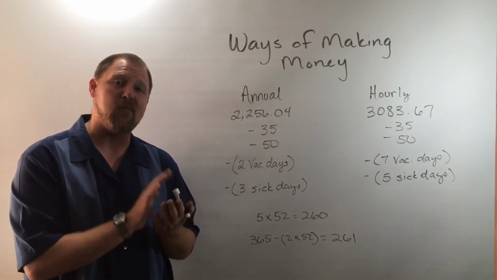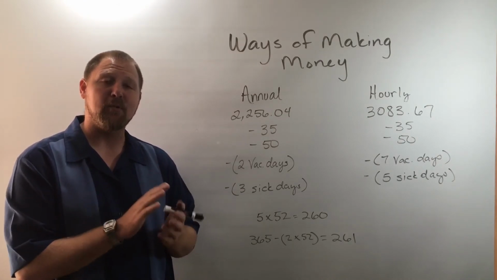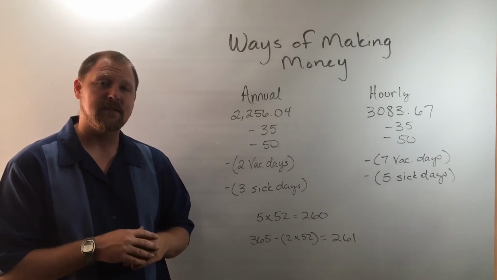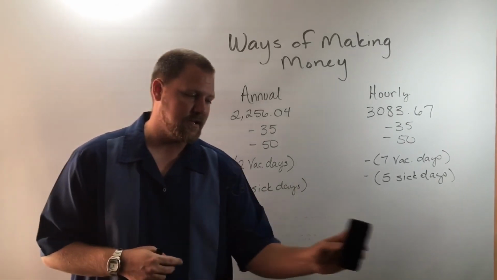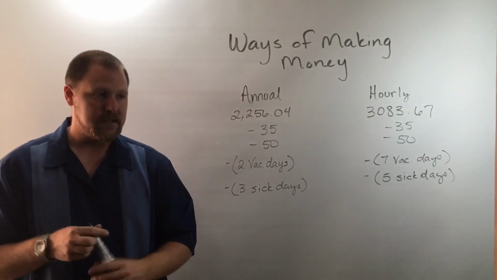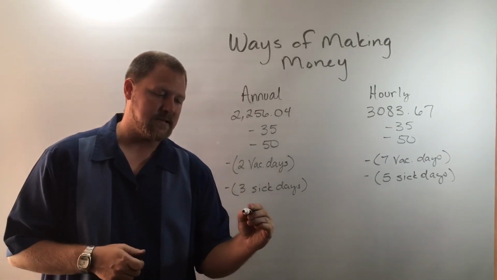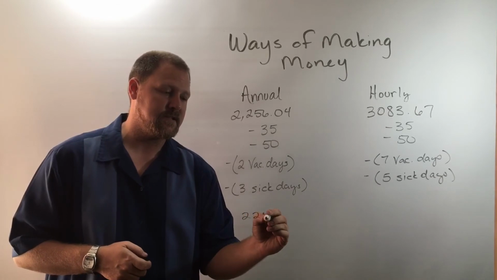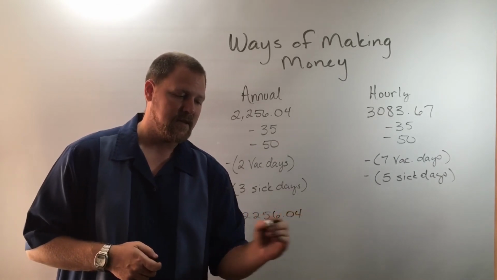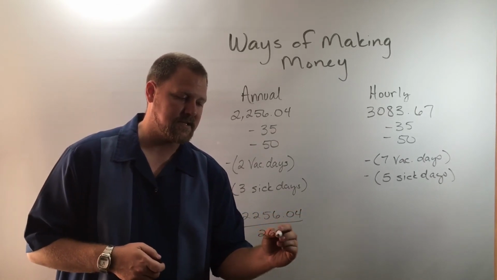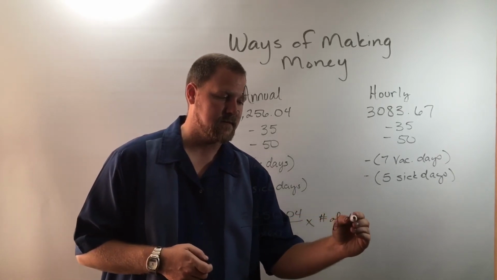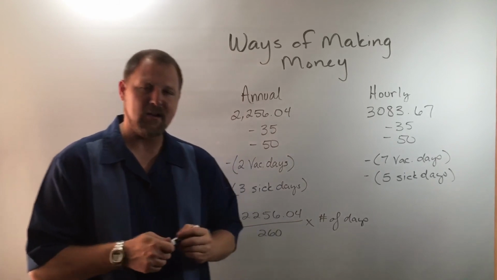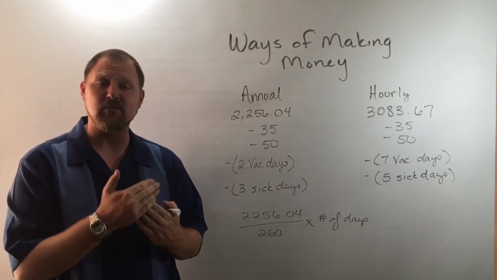and it's a single number, it's a single operation in order to find how much it costs you per month to take one day off, and then you multiply by the number of days. So my operation here is to take the after-tax monthly, $2,256.04, divided by 260 times the number of days needed.